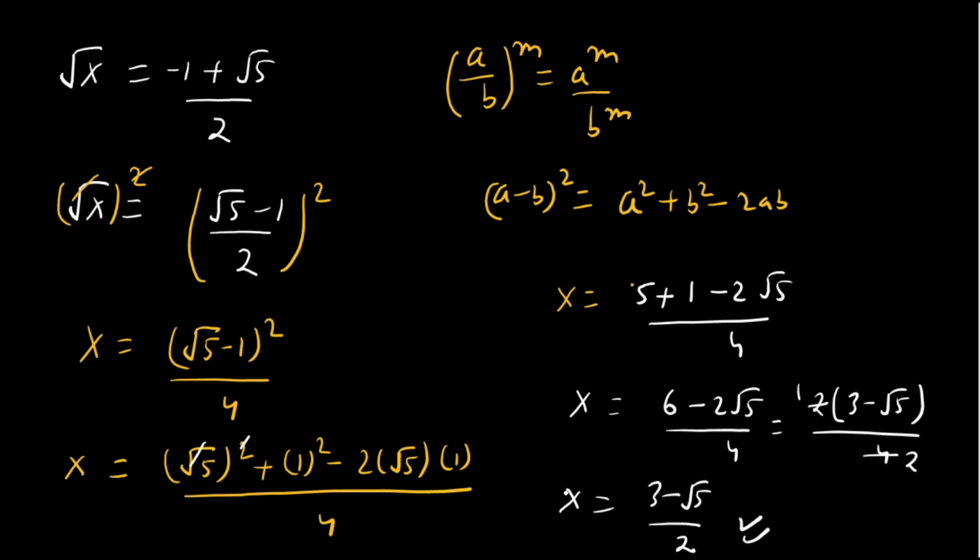x and y are both equal, so if x is equal to 3 minus square root of 5 over 2, then y is also 3 minus square root of 5 over 2. Now this is our final answer.